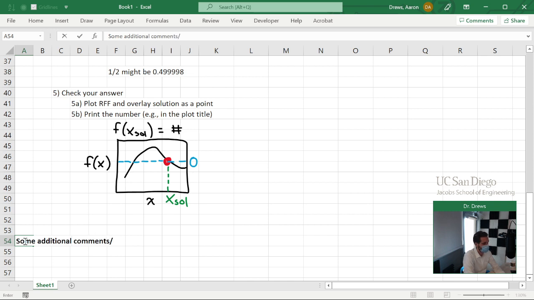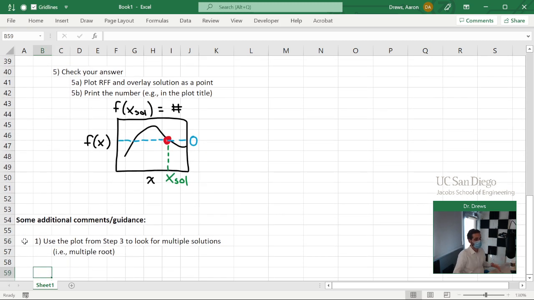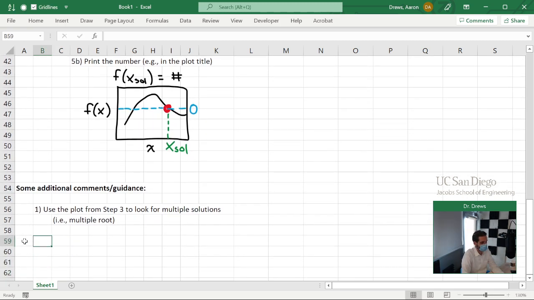A few last comments and a little bit of guidance that you might want. The first part is that you want to use the plot from step 3 to look for multiple solutions. And remember, anytime we say solution, we also mean a root. A root, if you think back to your math class, is any value of x that makes f of x 0, or in our case, any value of x that makes a root finding function 0.